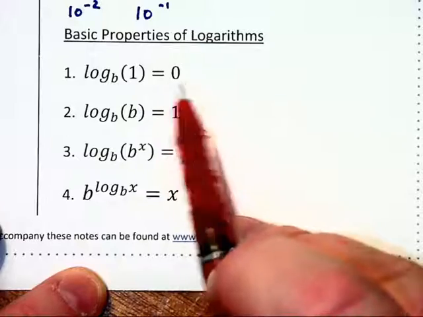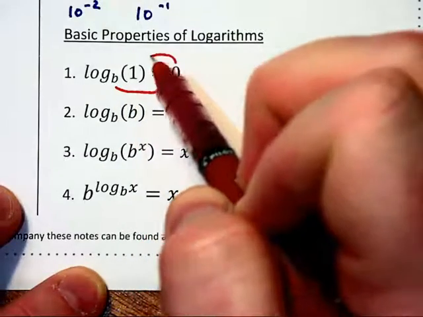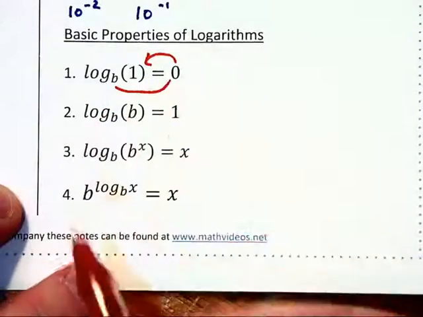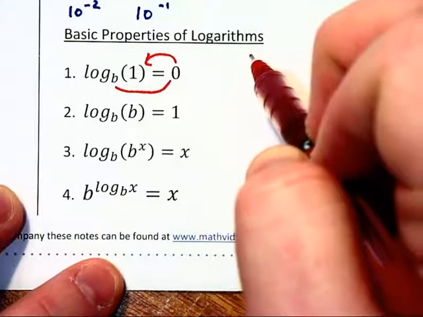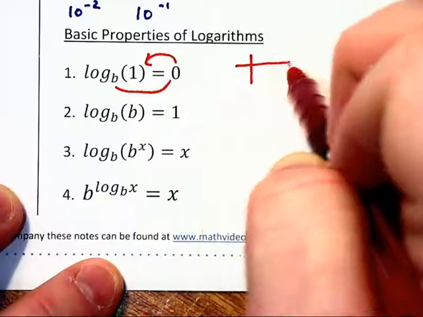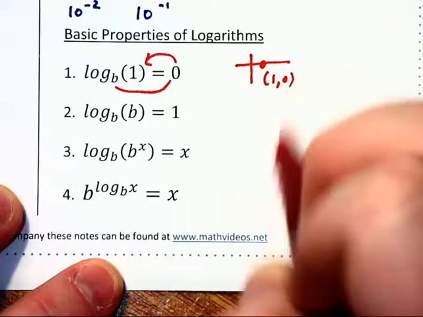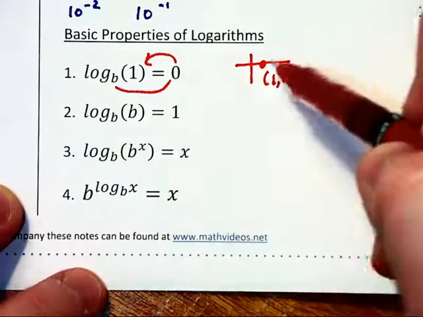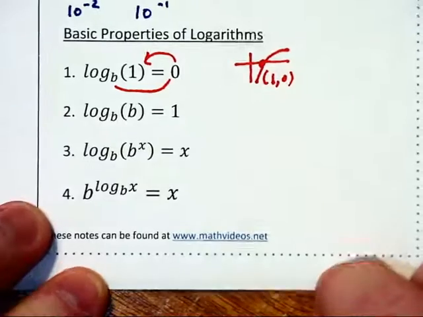Now I can illustrate this in 2 ways. First off, b to the 0 power is equal to 1, and you know that anything to the 0 power is equal to 1. But I also told you that your graph is going to be going through, for logarithms, this point here, which is (1, 0). When 1 is the argument, your answer is 0. So that's going to be a consistent thing here with your logarithmic graph looking like that.